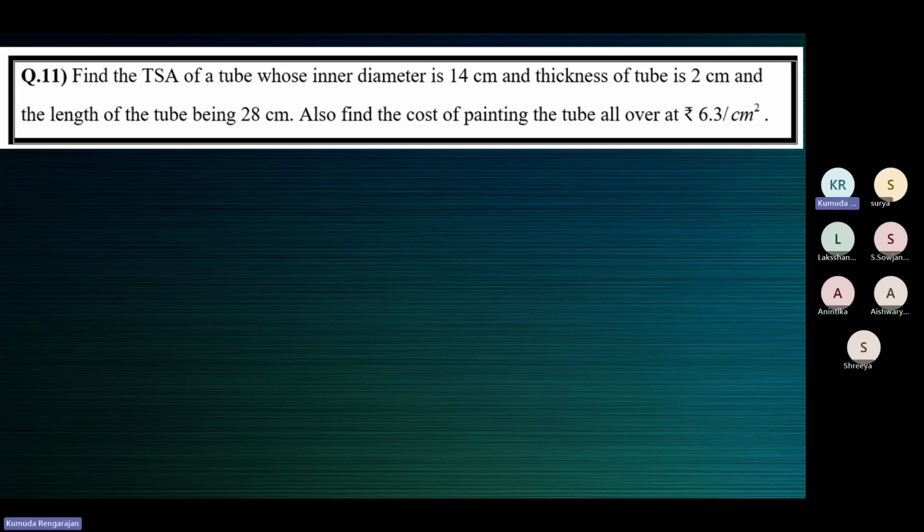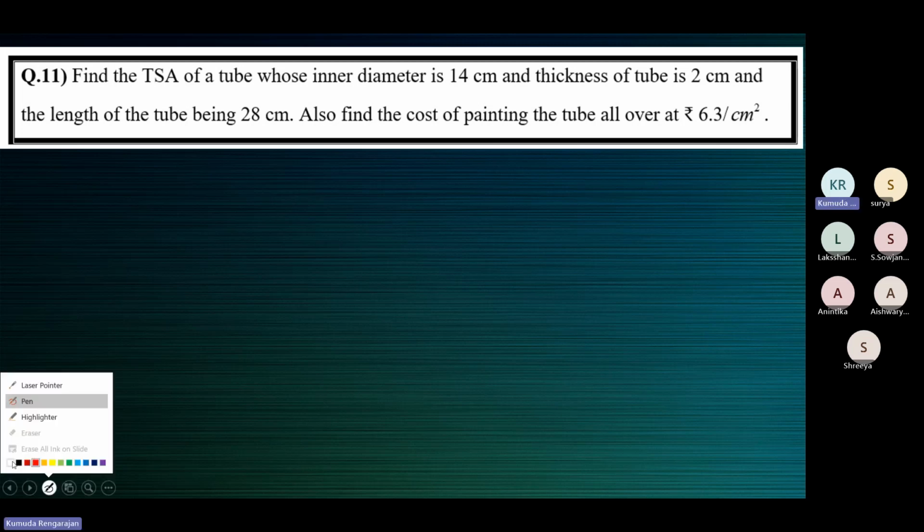So you can see this question. Find the total surface area of a tube whose inner diameter is 14 centimeters, thickness of the tube is 2 centimeters, and the length of the tube is 28 centimeters. The first question is to find the total surface area. Then you should find the cost of painting the tube all over at the rate of rupees 6.3 per centimeter square. So what makes the TSA? The inner CSA, the outer CSA, and the area of the two rings. All this makes the total surface area of the tube.